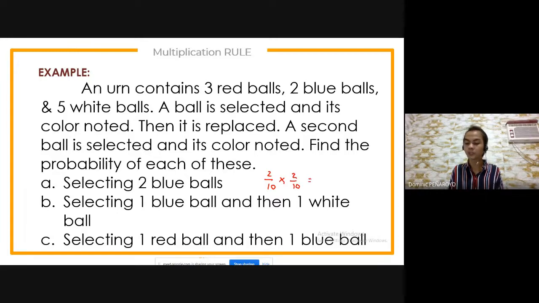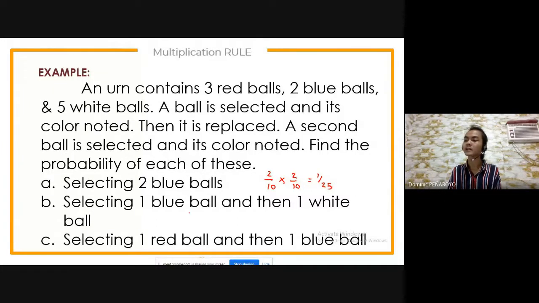So, we multiply using our calculator. 2 over 10 times 2 over 10. The answer is 1 over 25.